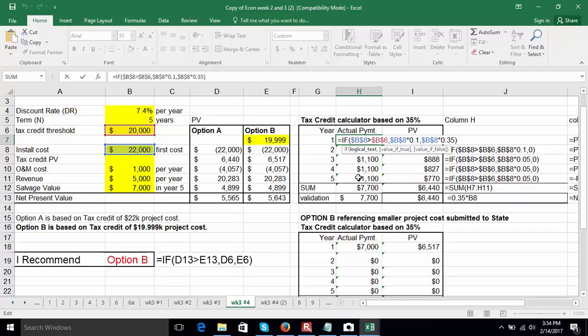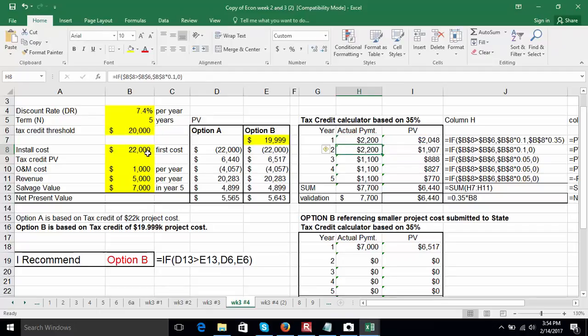So let's review it one more time. So if the initial cost is greater than the threshold, then give me 10%, because that's what the tax calls for. Give me 10% back of the initial cost. Of the initial cost, exactly. Give me 10% back right now. If it's not, just give me 35%. Tell me what that is. So it's either 10% each, for year 1 and year 2, or 35%. So you can see this thing works to do both.